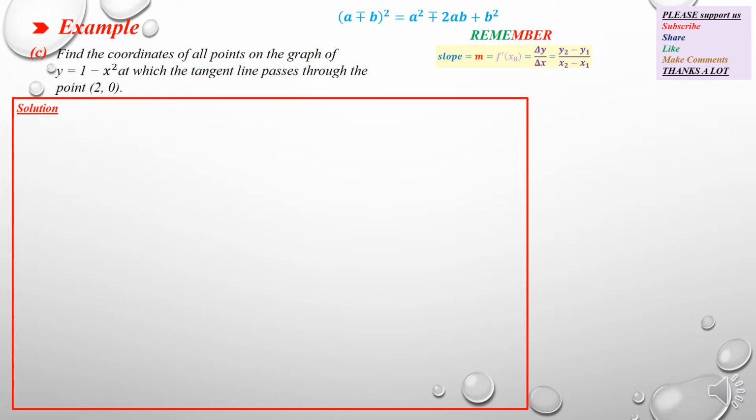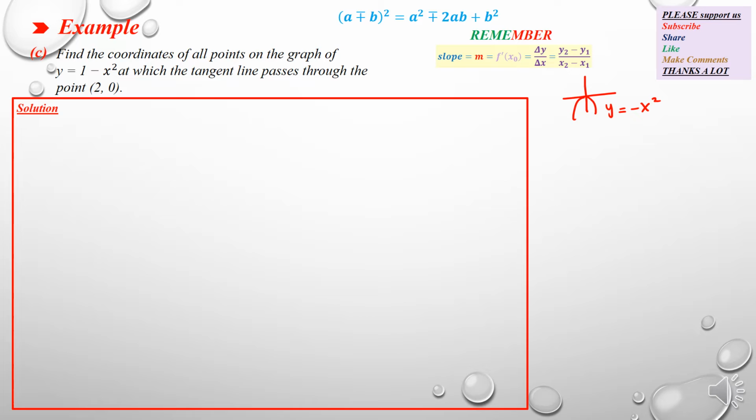Part C is a big issue, so you have to pay attention because we have a lot of ideas in this part. And the question is, find the coordinates of all points on the graph of y equals 1 minus x squared at which the tangent line passes through the point 2 and 0. Firstly, y equals 1 minus x squared is a quadratic equation. And you know that the graph of negative x squared is like this. This is the graph of y equals negative x squared.